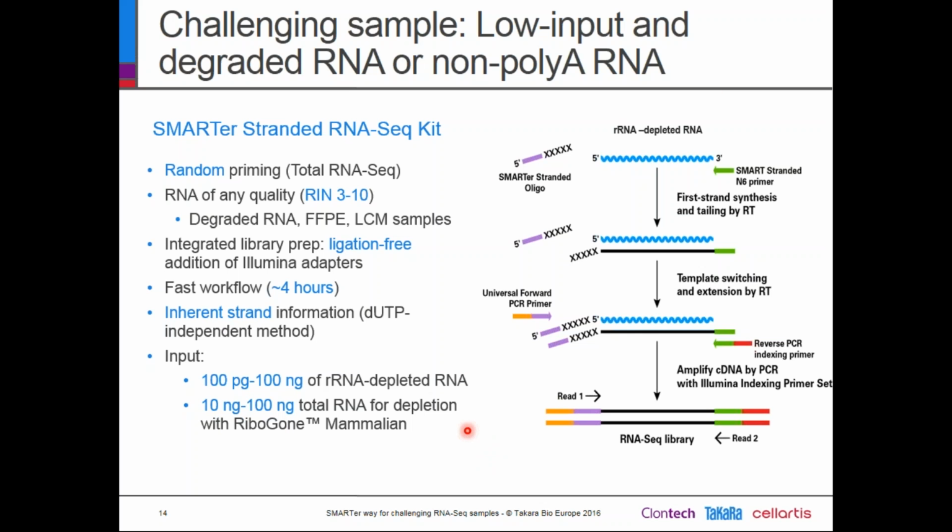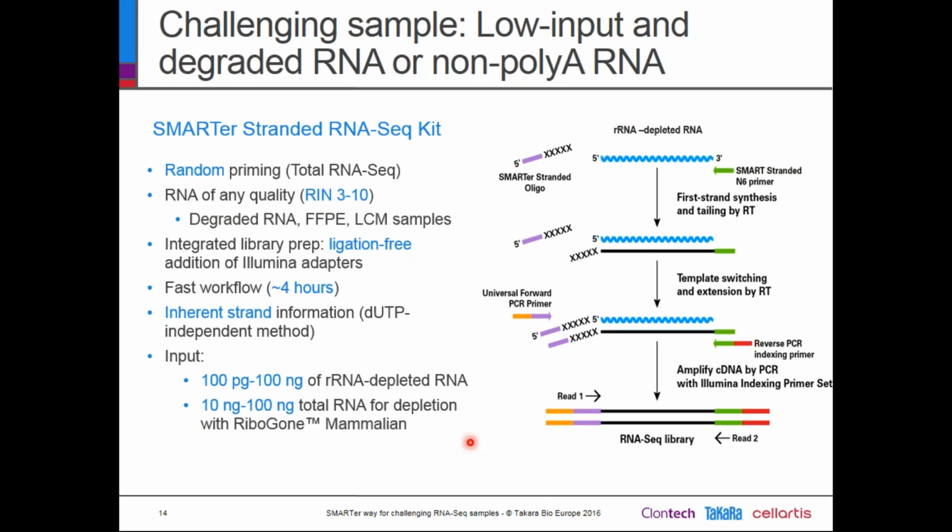So if you have mammalian samples, you can use RiboGone Mammalian that we have developed specifically to accompany this SMARTer Stranded kit. The minimum input for this RiboGone Mammalian is 10 nanogram of total RNA.